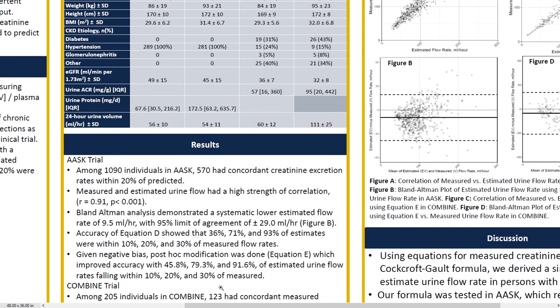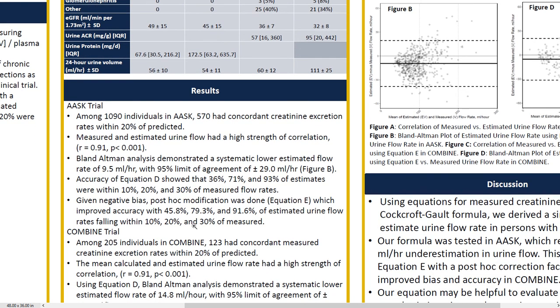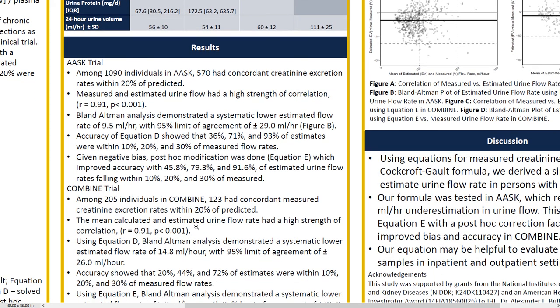In ASK, we had 570 patients that met our inclusion criteria out of 1,090. We then plotted our measured and estimated urine flow rate, which showed we had a high strength of correlation. Bland-Altman analysis of our data showed that we had a systemically lower flow rate of 9.5 milliliters per hour, which accounted for a negative bias. Accuracy of this equation showed that 36% of our estimates fell within 10% of measured.